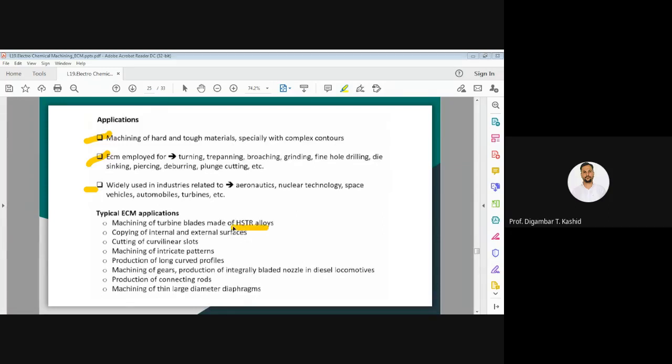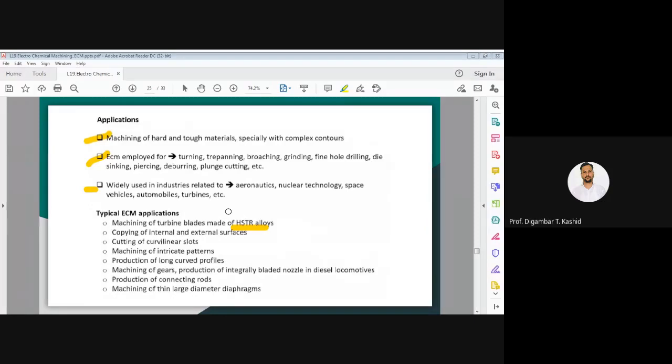Okay, then another typical application is, as I have mentioned, the machining of turbine blades. You can see that a turbine blade has many complex surfaces. So the question arises: how do you machine it by a normal conventional machining process? These turbine blades are made of high strain temperature resistant material, so they are actually machined by the electrochemical machining process.